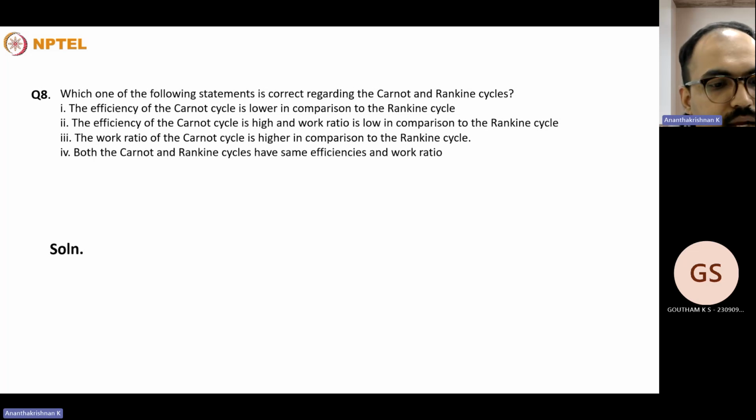The class actually began at 4 o'clock. So we had discussed a few problems till now. So now we can look into the remaining part of the tutorial session.